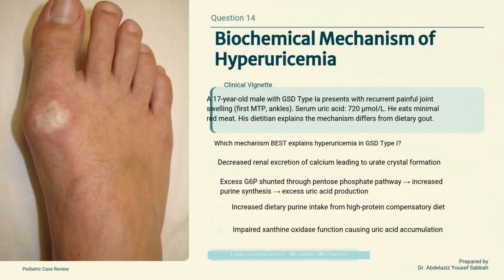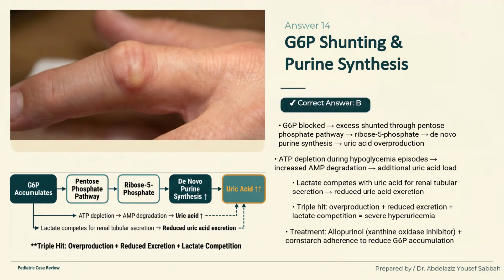Option A, decreased renal excretion of calcium leading to urate crystal formation. Option B, excess glucose 6-phosphate shunted through the pentose phosphate pathway, leading to increased purine synthesis and excess uric acid production. Option C, increased dietary purine intake from a high-protein compensatory diet. Option D, impaired xanthine oxidase function, causing uric acid accumulation. The correct answer is option B.